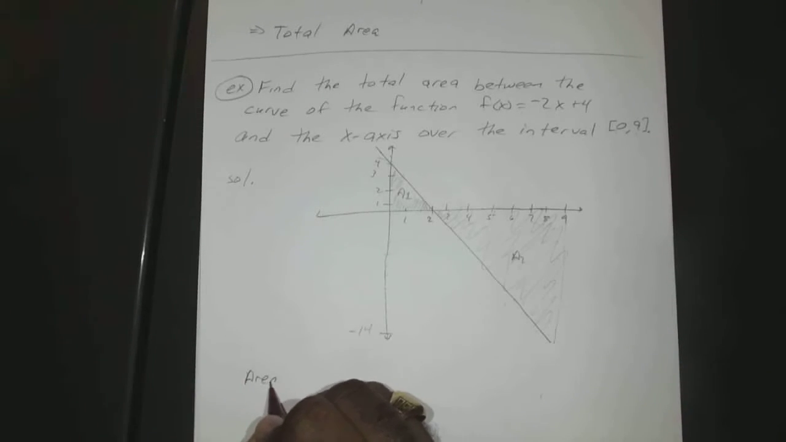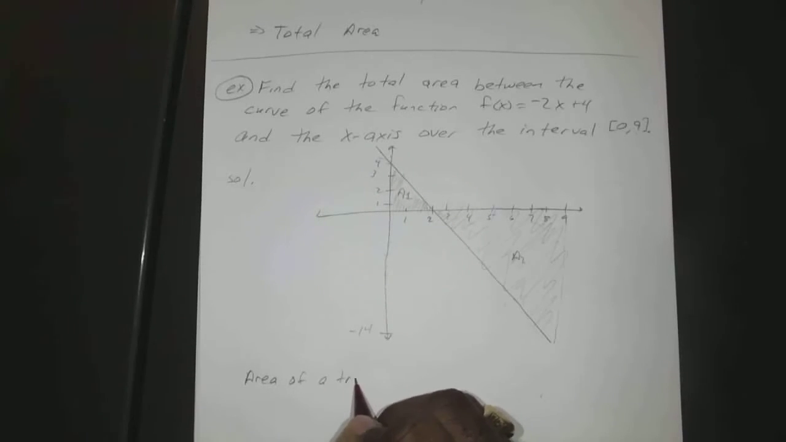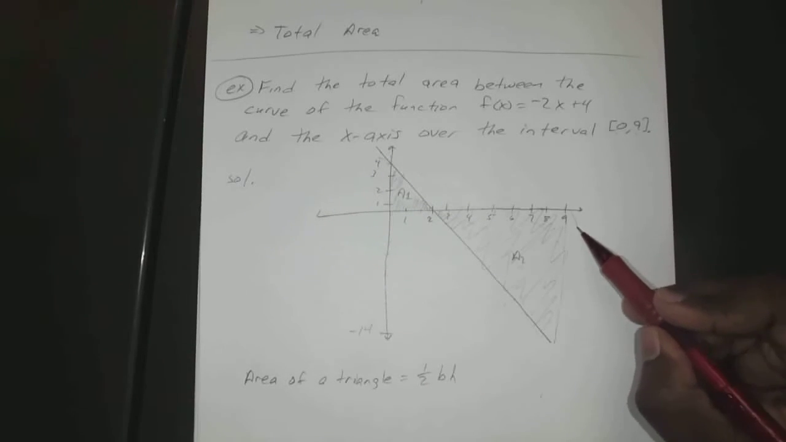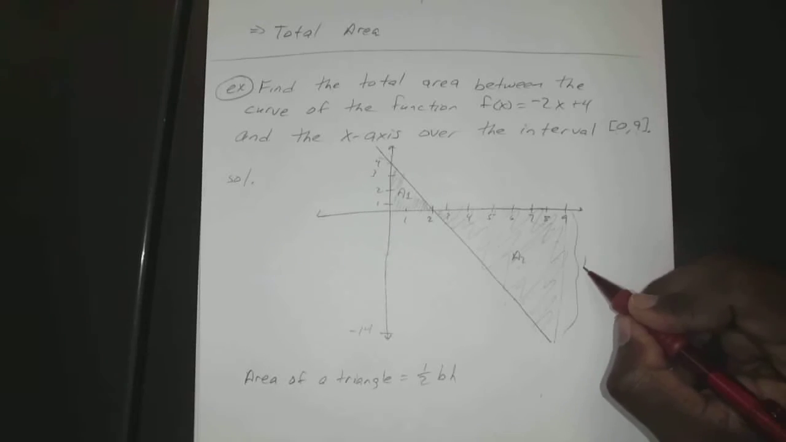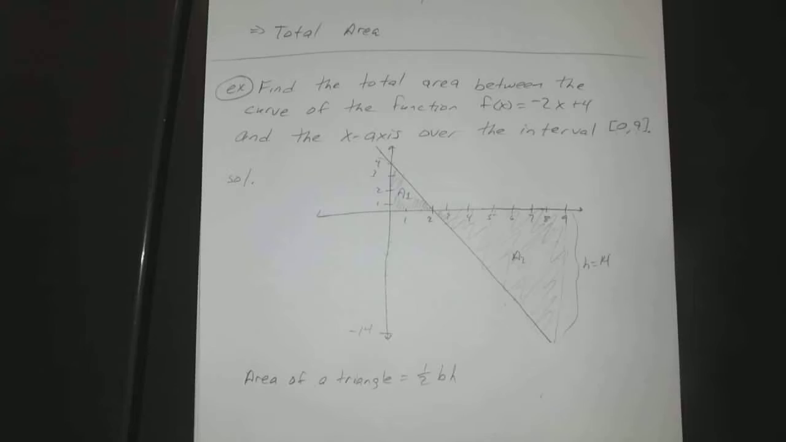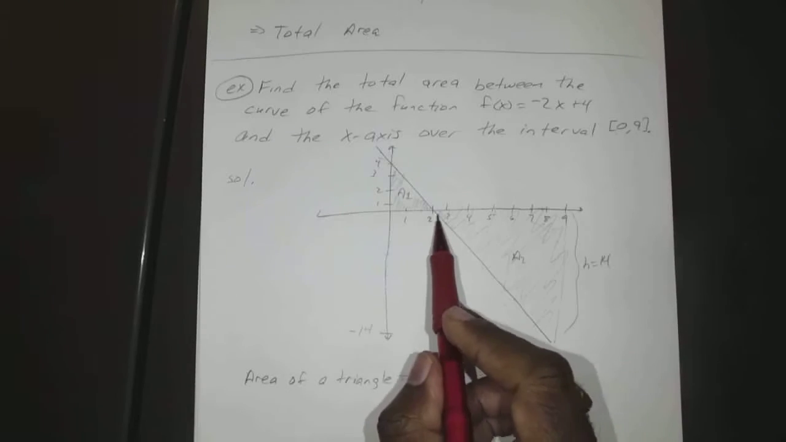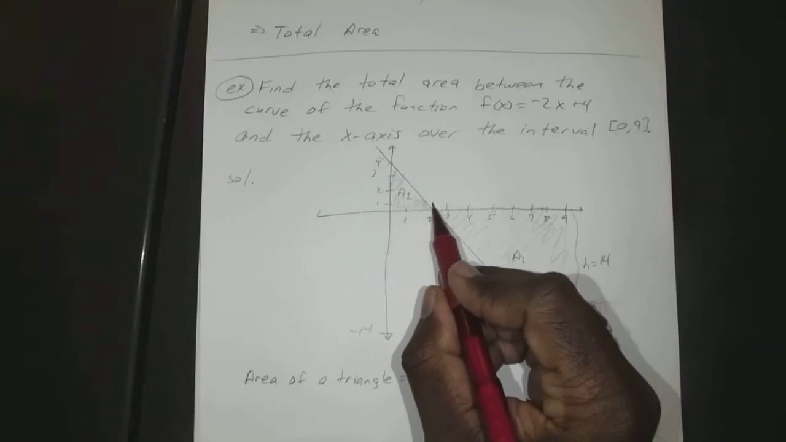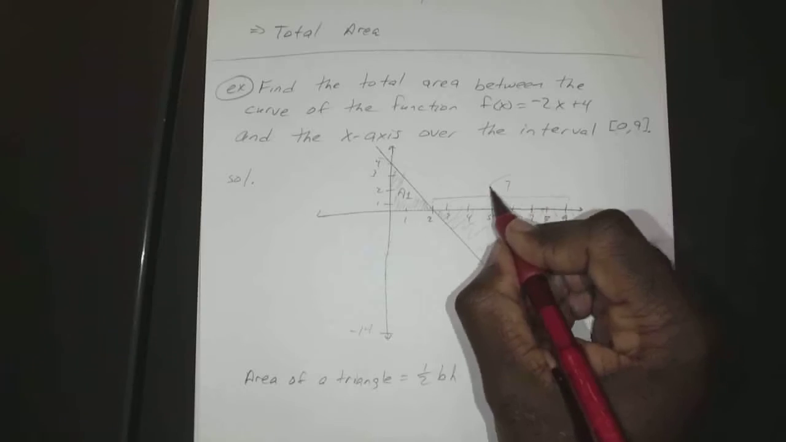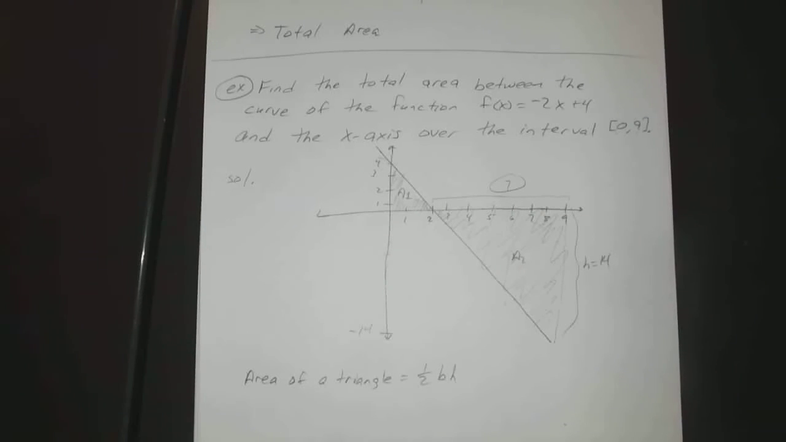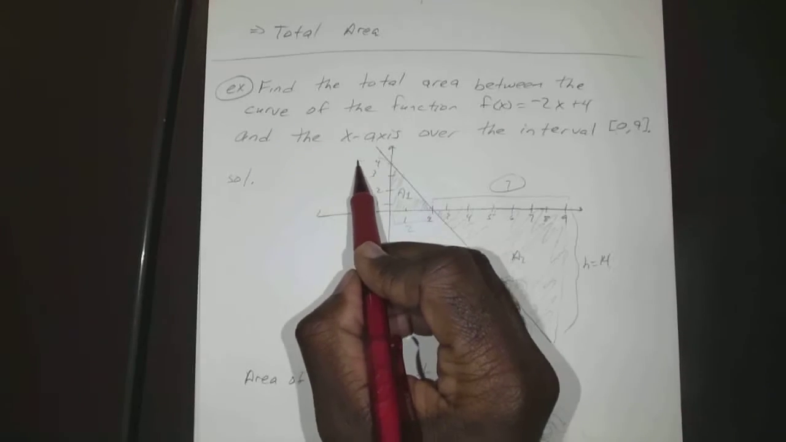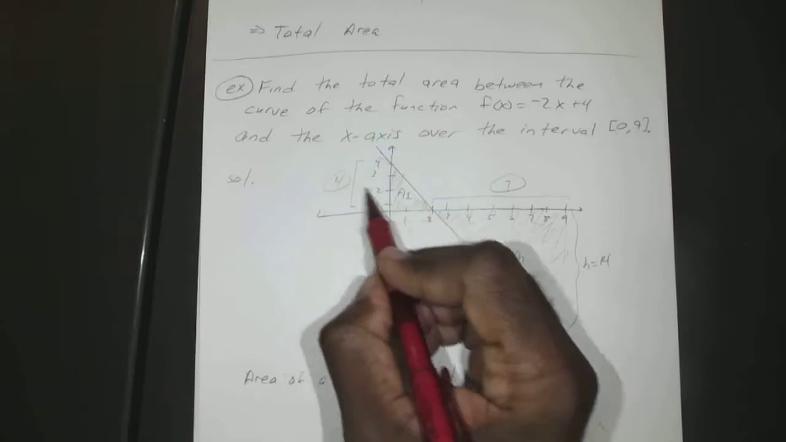So the area of a triangle is 1/2 the base times the height. Okay, so for this one, we know our height is 14. Even though it's negative, it's still a height of 14. And our width here is 2, 3, 4, 5, 6, 7, 8, 9, so it's a width of 7, a base of 7. For this one, you have a base of 2 and a height of 4.